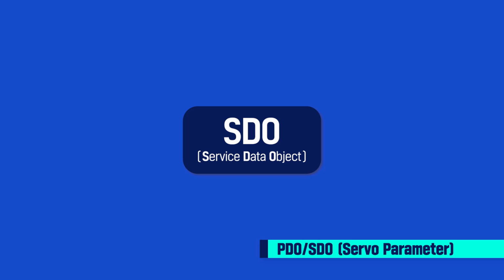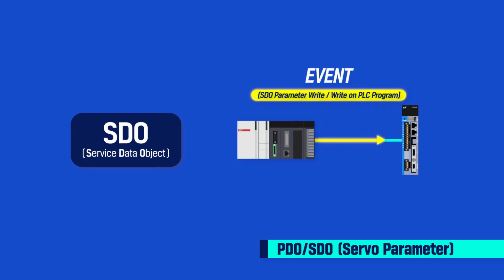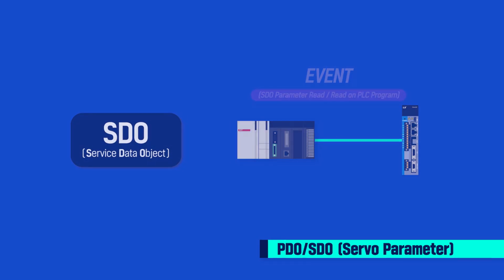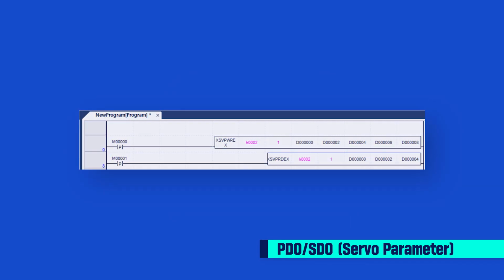SDO is a short name of Service Data Object. SDO means the servo parameters that write and read data when a particular event is issued. In XGPM, clicking SDO parameter read or write button can be an event. And executing function block to write or read SDO parameters on PLC program can be an event.